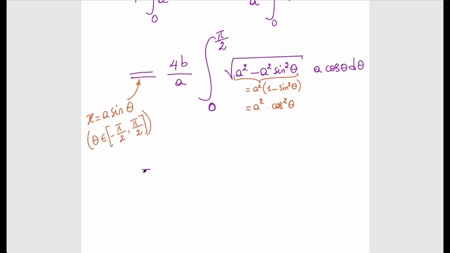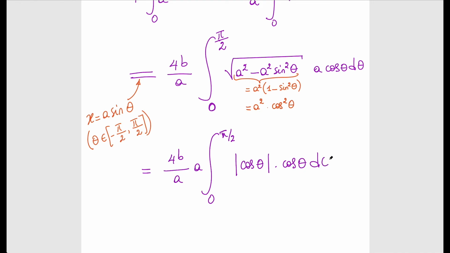We get that this is equal to 4b over a, the definite integral. Theta varies from 0 to pi over 2, right? And this is square root of a squared, which is a. So let's push the a outside. And square root of cosine squared theta, that's the absolute value of cosine theta, times cosine theta, d theta, correct? But theta lives in between minus pi over 2 and pi over 2. As a matter of fact, theta lives between 0 and pi over 2 in this case.